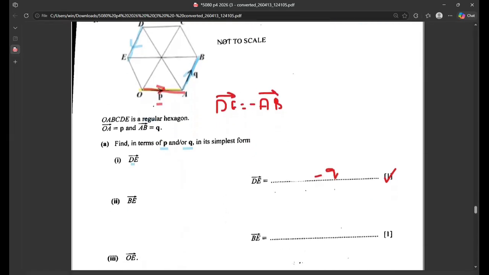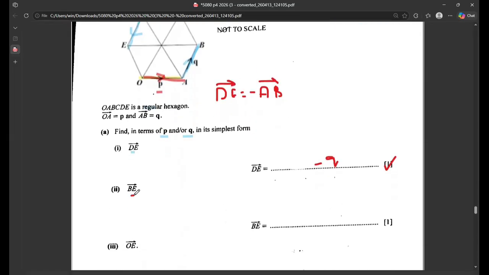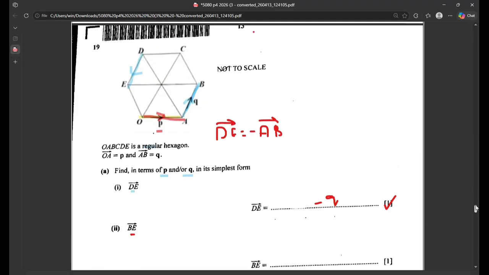For the second one here, he needs a BE here. The BE. So this is the BE, this one. And it moves like this. So it's B. We need to move to E. So we have the BE here, which will be equal to this OA.